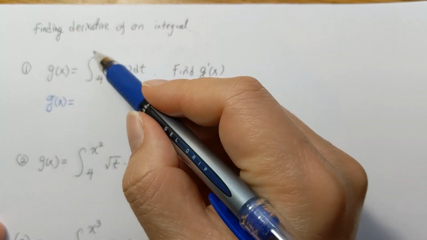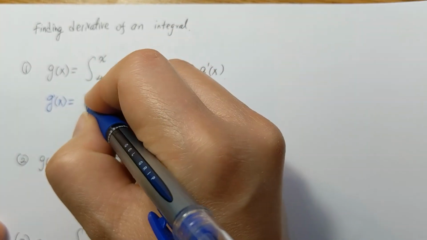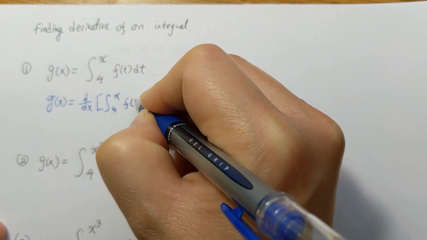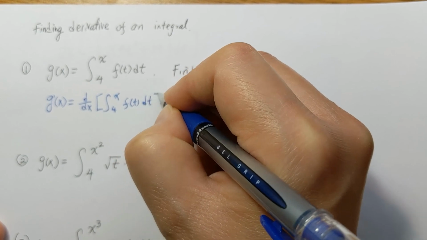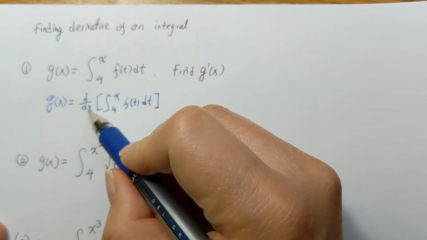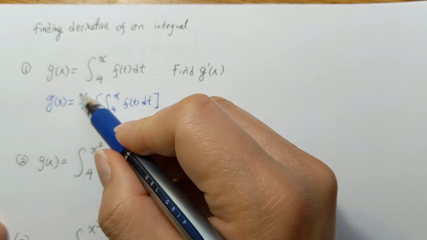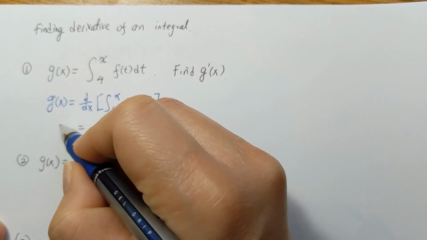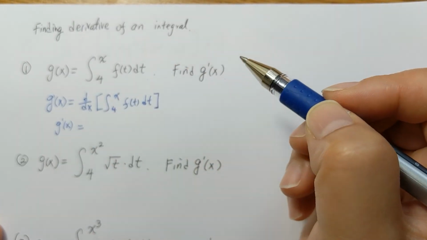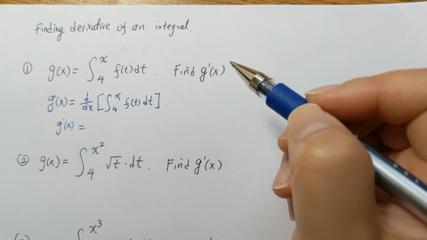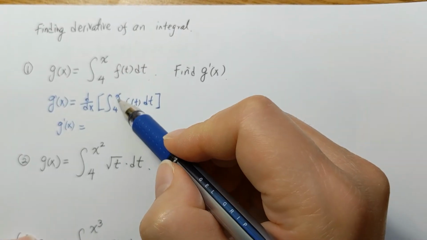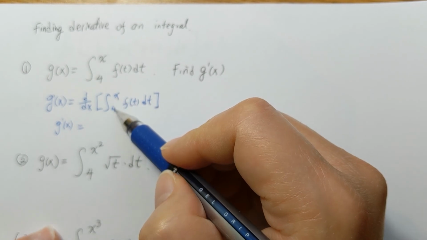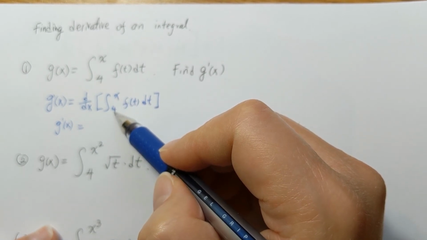And how do we find the derivative of the integral? So we put d/dx and then we put the integral inside. So it indicates g prime of x equals the derivative of the integral. So from here, we're going to follow a formula. What it says is you let the upper limit equal u of x and the lower limit equal v of x.